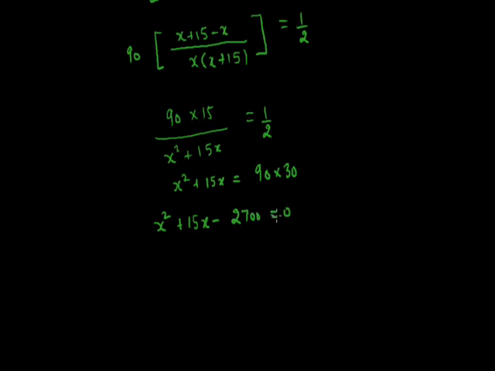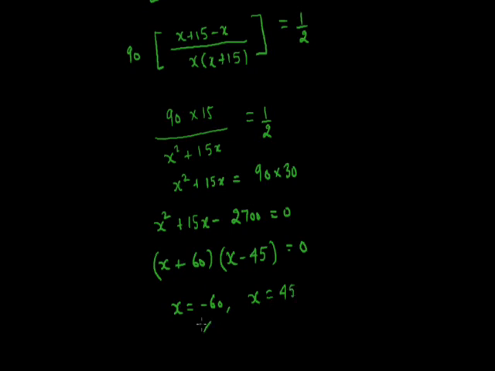Now we have to factorize 2700. So it will be 60 and 45. The factor of minus 2700 is 60 and 45 to get plus 15. So we can write plus 60 and minus 45. So we can write directly x plus 60 and x minus 45 equal to 0. So from here we will get x equal to minus 60 or x equal to 45.